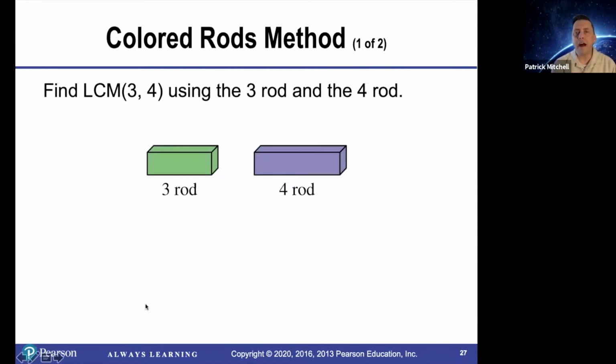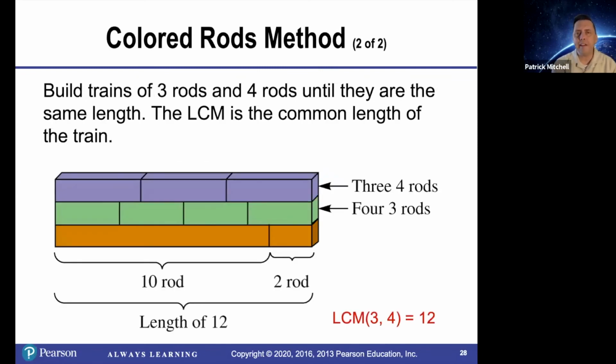Using a 3-rod and a 4-rod, build trains of 3 rods and 4 rods until they're the same length. So this is kind of similar to the number line method, right? The LCM is the common length of the train. So you see with 3 4-rods and 4 3-rods, you get 2 trains that are the same length, and that length is 12.